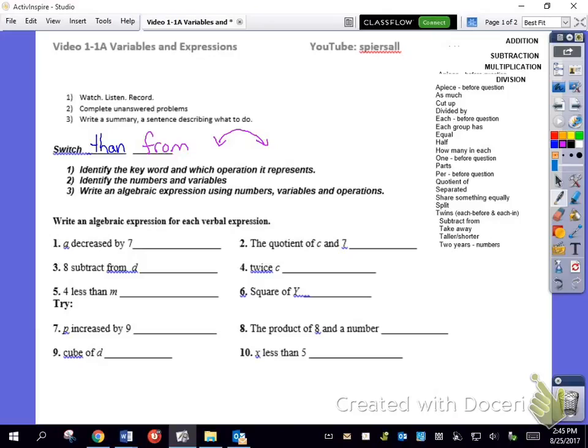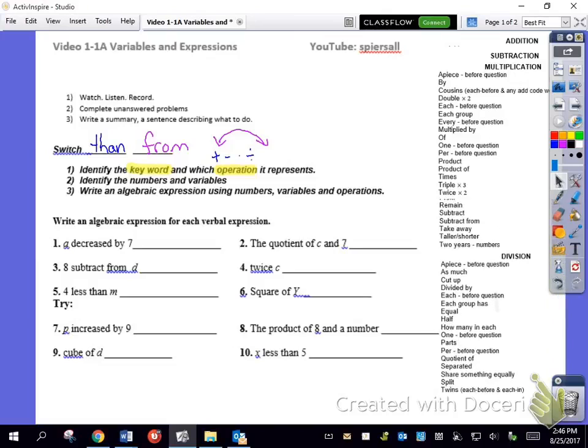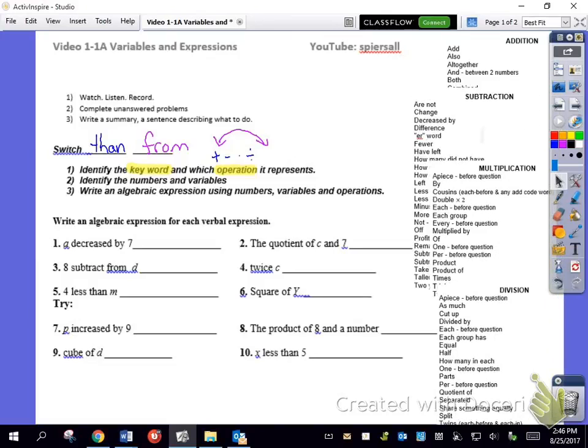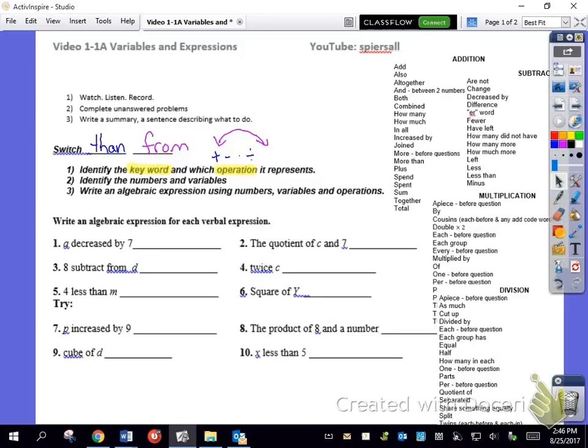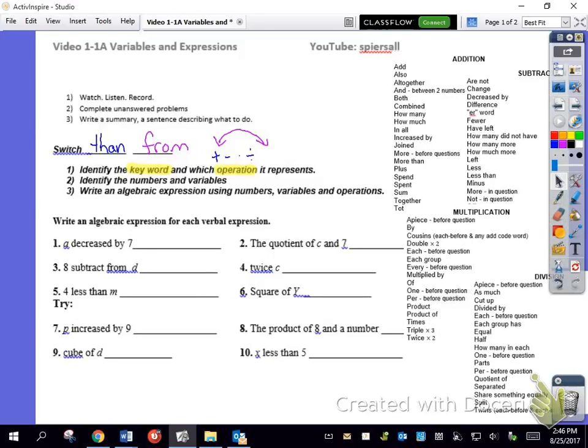Okay? The very first thing you're going to do when you're looking at an algebraic expression, you want to identify the key word. And the key word is going to tell you which operation to use. Now when I say operation, I mean either add, subtract, multiply, or divide. That's what operation is. And I have a crack the code which will be on one sheet of paper. I wrote mine down so we can look at them. But you can look for the words on here and it will tell you which operation to use. Okay, so that's the very first thing you're going to do.